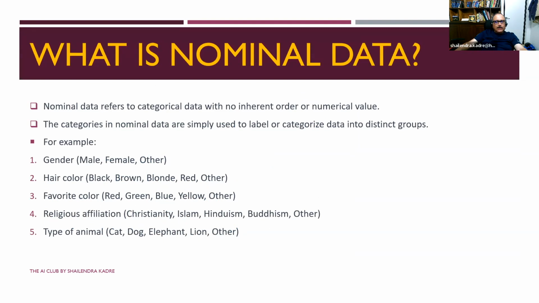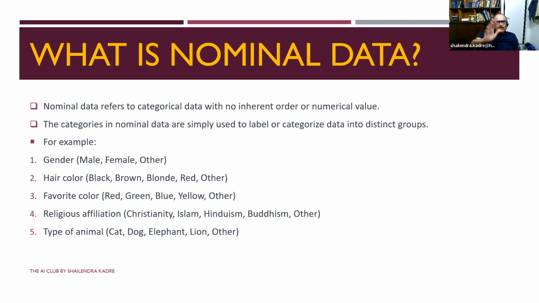Now there is one more concept we have already discussed. I think you know this concept. What is nominal data? See the examples of nominal data. Gender: male, female, other. Three genders are there. That is nothing but nominal data. Hair color: black, brown, blonde, red, other. This is nominal data. Religion: Christianity, Islam, Hinduism, Buddhism, other. Type of animal: dog, cat, and other.